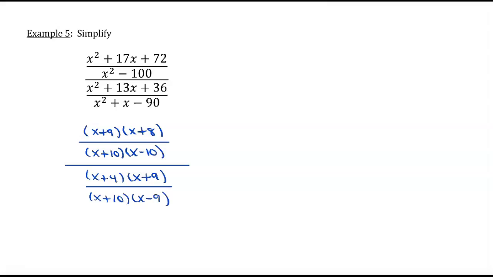Now that we have this in factored form, let's take a look at the denominators in this complex fraction and figure out the least common denominator. We have denominators of x plus 10 times x minus 10 and x plus 10 times x minus 9. Our least common denominator needs to include a factor of x plus 10, a factor of x minus 10, and a factor of x minus 9.